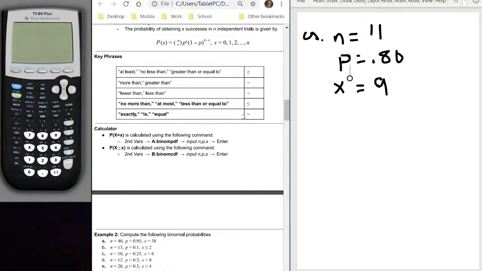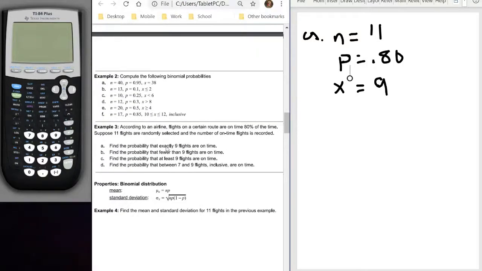If we have a keyword that deals with the less than or equal to, we also have another calculator function that finds that probability. If we have anything else as far as the keywords go, we cannot use these two calculator commands to find binomial probability. In that case, I'll show you what happens with this example where we need to rewrite it in order for us to get one of these two key symbols.